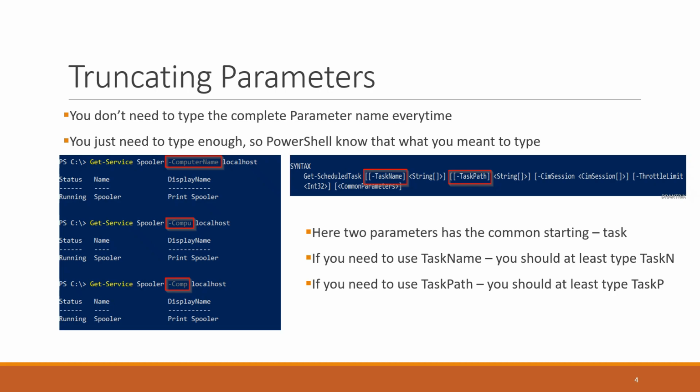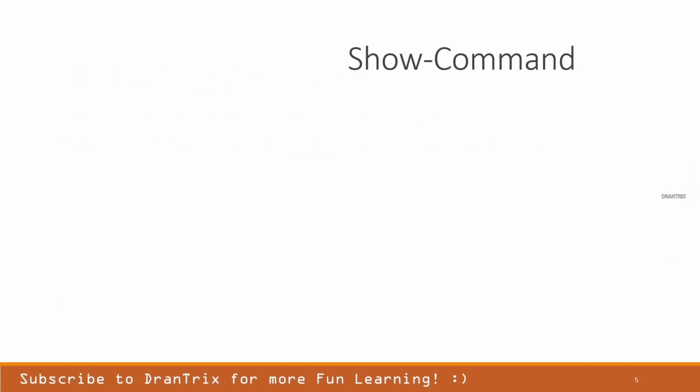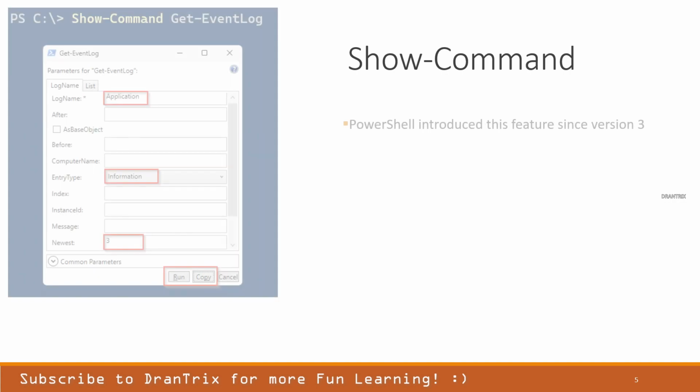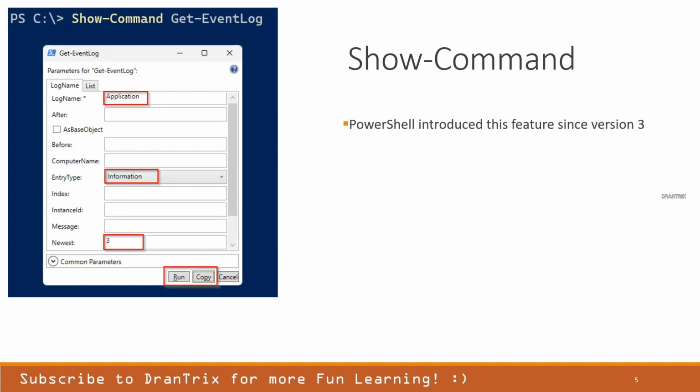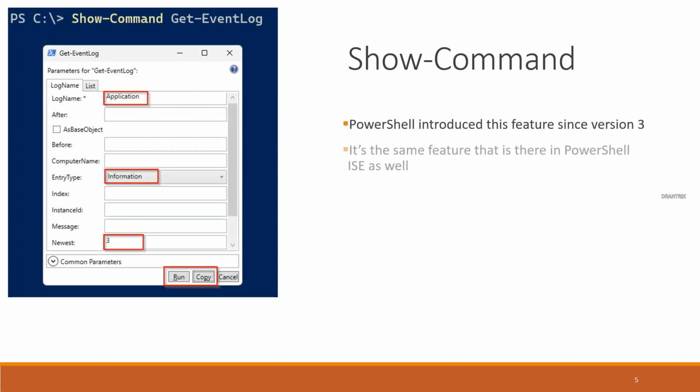So yeah, this is for lazy people like me. I don't need to type much, so it saves some time. And there is something called Show-Command. PowerShell introduced this feature since version 3, and it's the same feature that is there in PowerShell ISE as well. Whenever you open the PowerShell ISE, on the right hand side you will get the big column. So same thing.